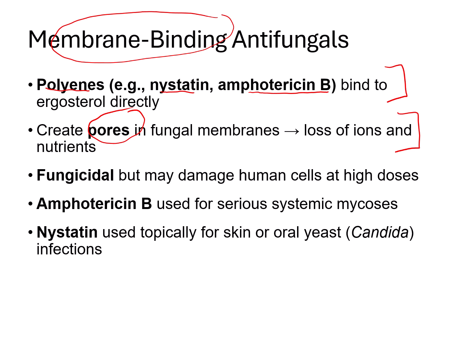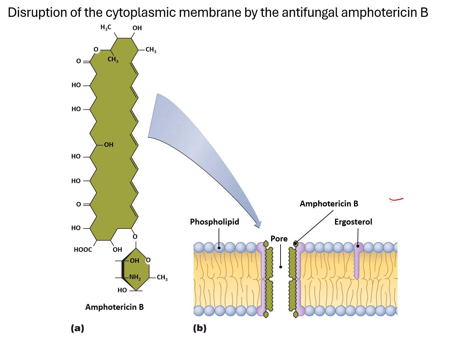Eventually, the fungal cell dies. So these drugs are fungicidal, but can harm human cells at high doses. Amphotericin B is used intravenously for serious systemic infections, and nystatin is used topically or orally for Candida yeast infections. Here's an example of the fungal cell membrane with ergosterol embedded for membrane fluidity.